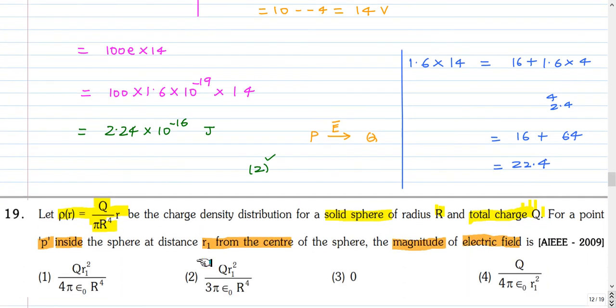This is the next question. Let rho(r) be equal to q divided by 4 pi r, that is 4 into r, be the charge density distribution for a solid sphere of radius R and total charge Q. For a point P inside the sphere at distance r1 from the center of the sphere, the magnitude of electric field is.